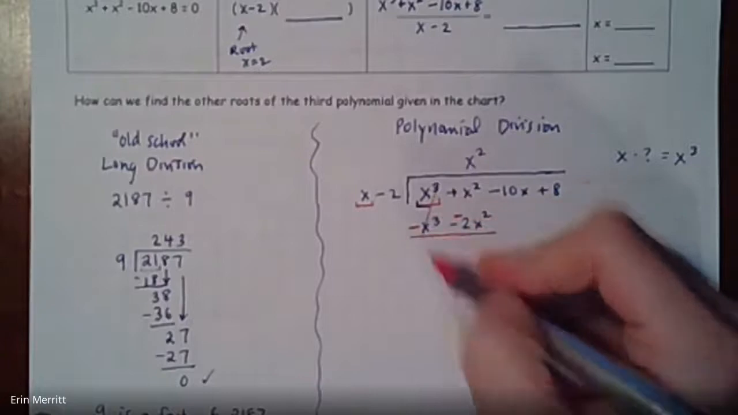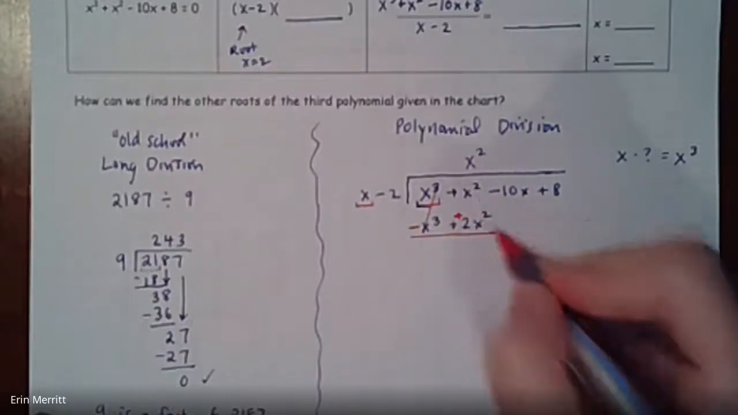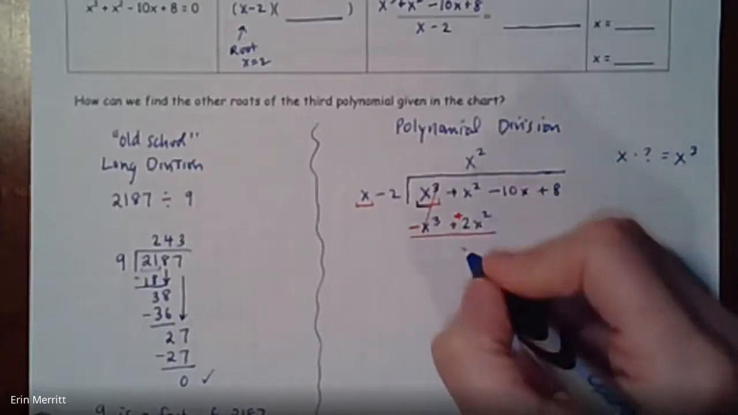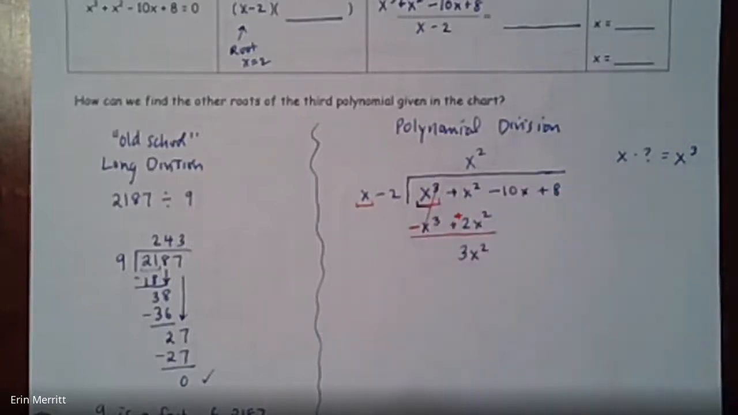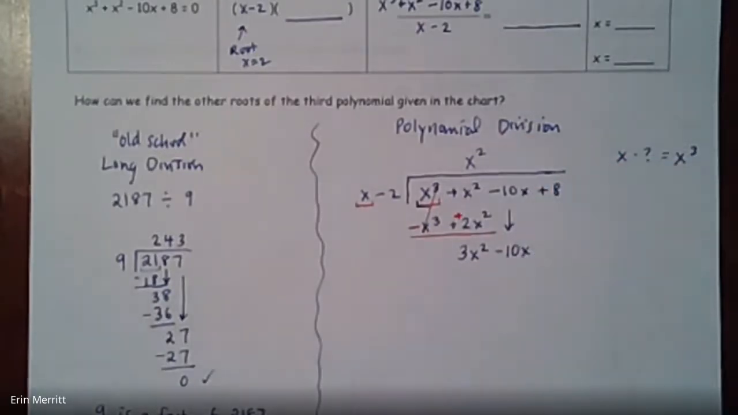That's what we expected them to do. Here, this is going to flip the sign, and so x squared plus 2x squared turns into 3x squared. All right. We bring down the next term of minus 10x, but we focus on the first part.